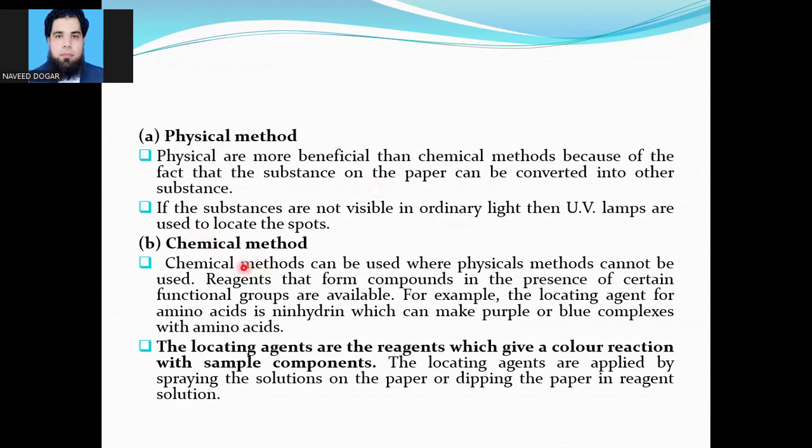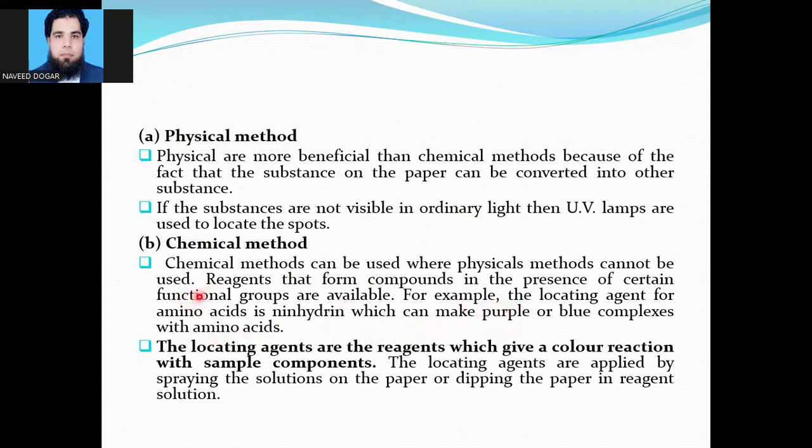In chemical methods, we use certain chemicals. We spray various chemicals which are called locating reagents or locating agents. For example, if we have to locate amino acids on the separation, you have to use ninhydrin. You have to spray ninhydrin on the paper, because ninhydrin makes purple or blue color complexes with amino acids. So ninhydrin is basically a locating agent for amino acids.